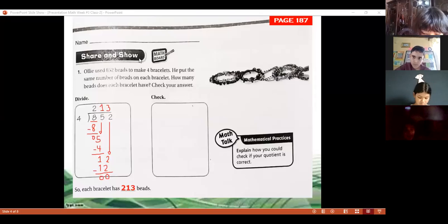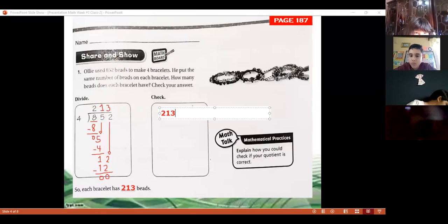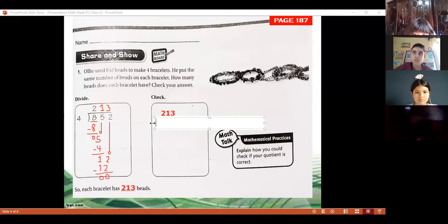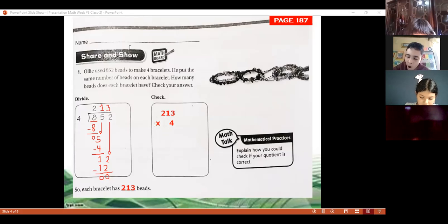But we need to check the answer. It says check. How can we check the answer? To know if the quotient is correct, remember in the previous page, I told you, we need to multiply the quotient. What is the quotient? 213 is the quotient. We need to multiply times the divisor. What is the divisor, class? The divisor is the number 4. So we multiply 213 times 4. The divisor multiplies the quotient to know the answer.